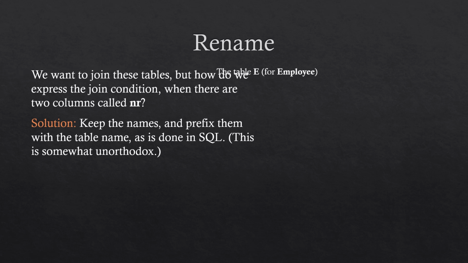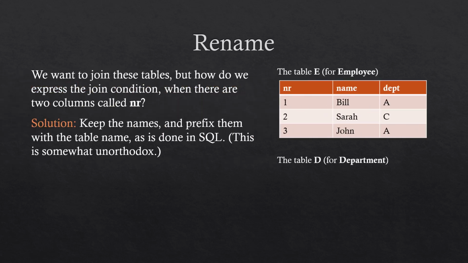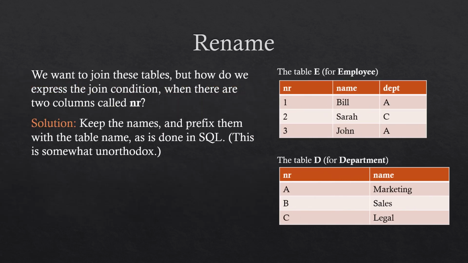Next example is, what if we want to join these tables, but how do we express the join condition when there are two columns called NR? We're going to use the same tables, the employee and the department. The solution for this is to keep the names and prefix them with the table name, as is done in SQL. This is somewhat unorthodox.